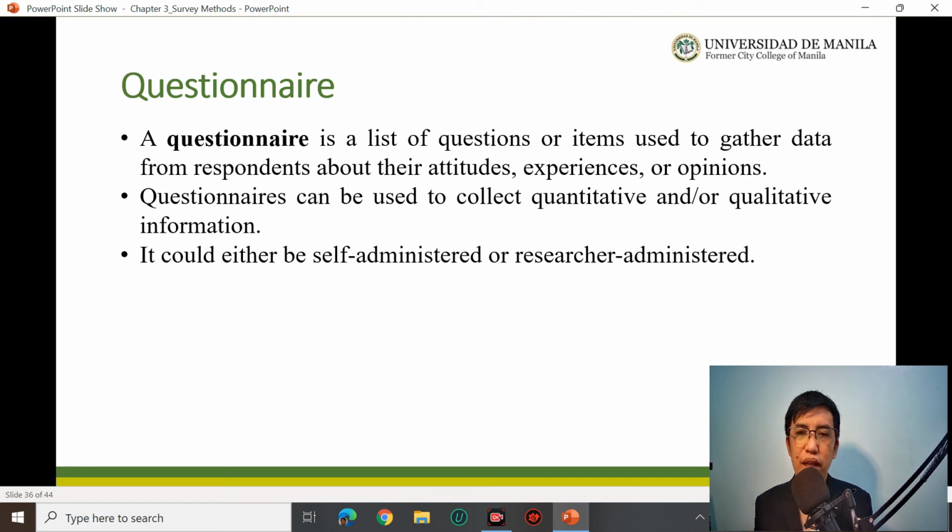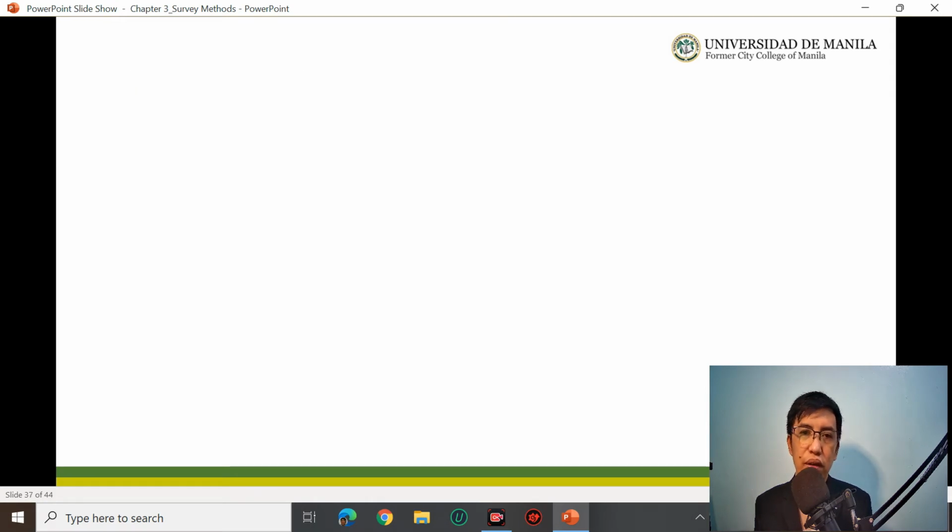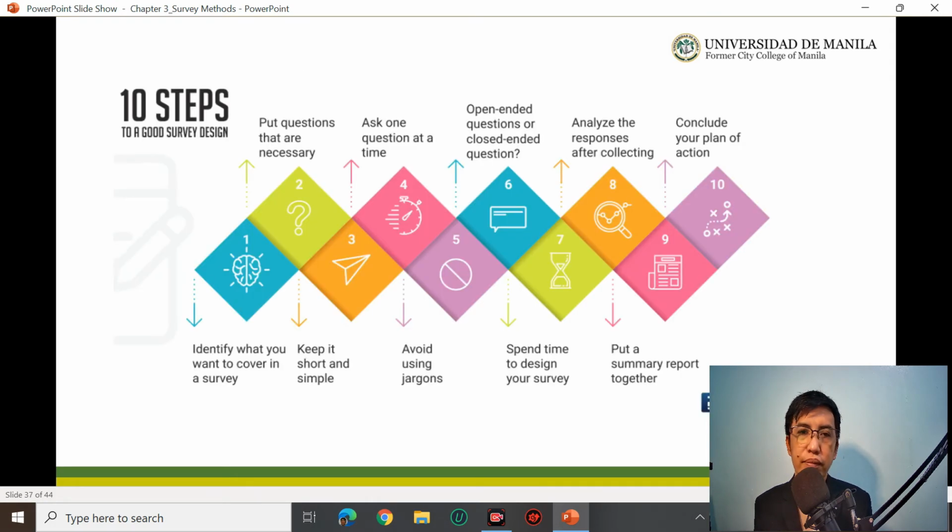Okay? It can also be open-ended questions. Ibig sabihin ng open-ended, qualitative in nature. Pag closed-ended, quantitative in nature. Okay? And these are the steps on a good survey design. Number 1 is identify what you want to cover in a survey, especially in your questionnaire. Kaya nga meron kayong mga SOP, di ba? Doon dapat nakabase ang questionnaire nyo, dapat nakabase doon ang research problems.